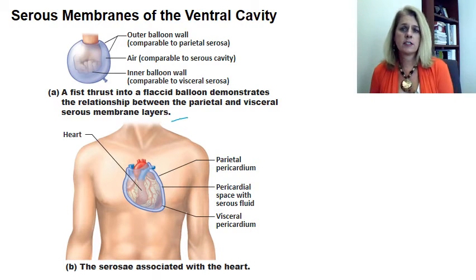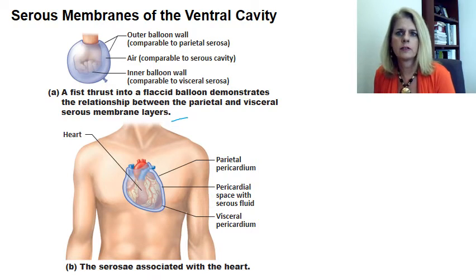When you think about serous membranes, they're double-walled membranes. Imagine taking your hand and putting it inside of a balloon. You would have a layer of balloon right on your hand, and then the outer layer, and in between, the air would be the serosal fluid. This would be the visceral membrane because it's on the organ. This would be the parietal membrane because it's lining the cavity.